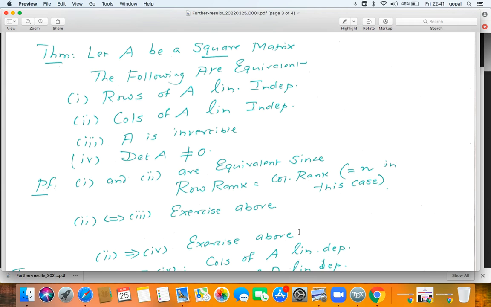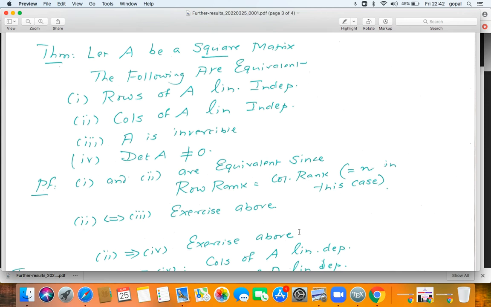Then the following conditions are equivalent: rows of A are linearly independent, columns of A are linearly independent, A is invertible, and the determinant of A is not zero. 1 and 2 are equivalent because row rank equals column rank, and here both numbers are n. The equivalence of 1 and 2 follows from the equality of row rank and column rank. 2 and 3 being equivalent is one of the exercises that we just did.